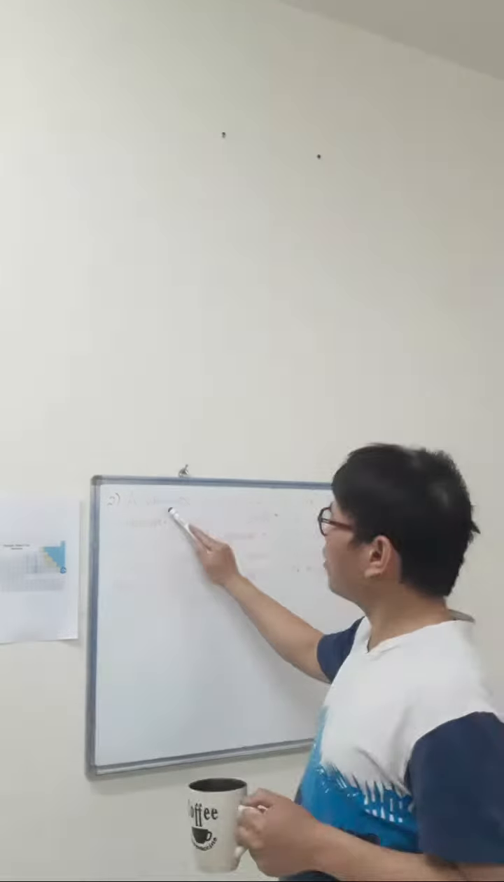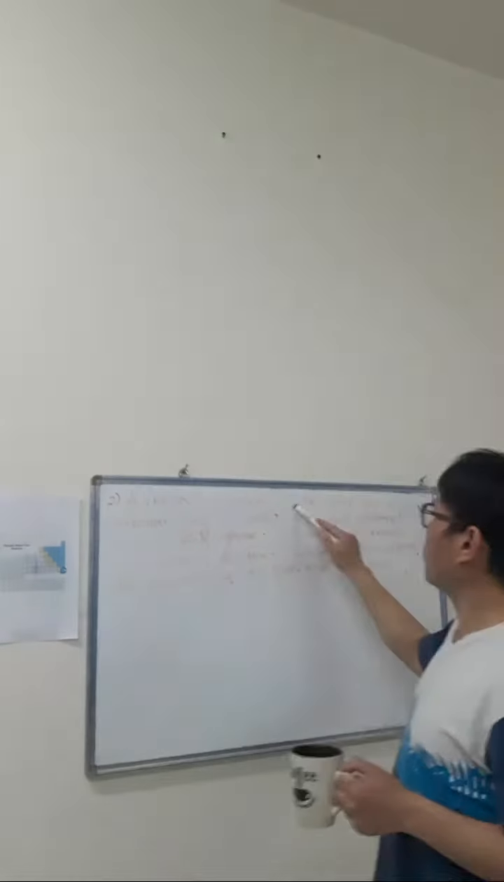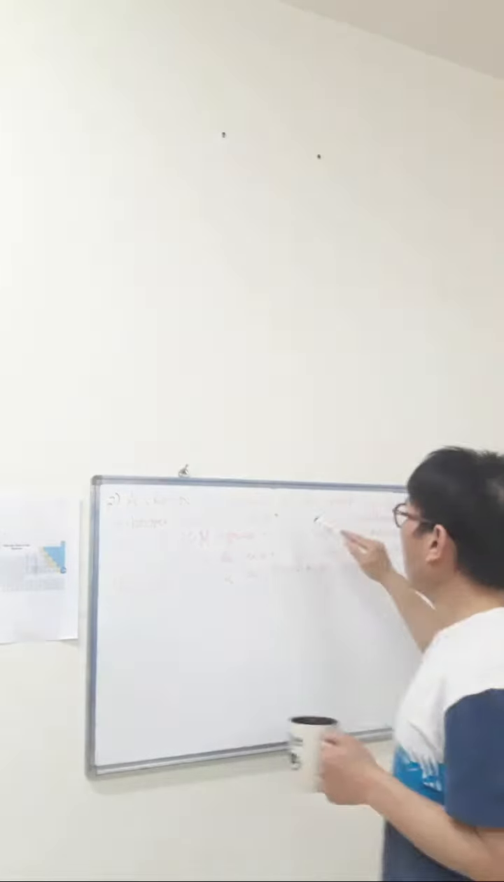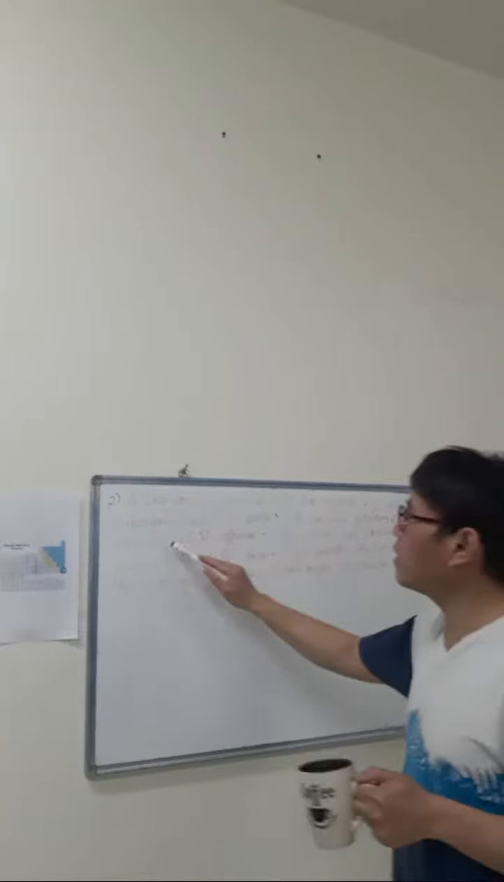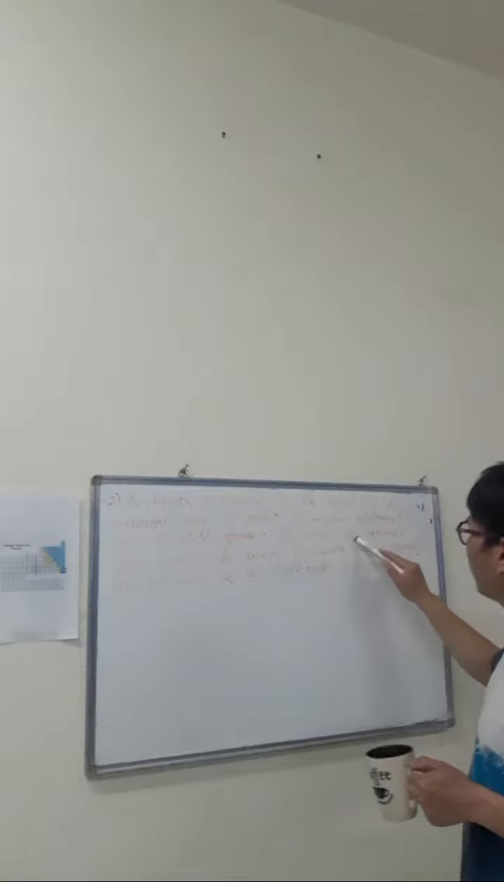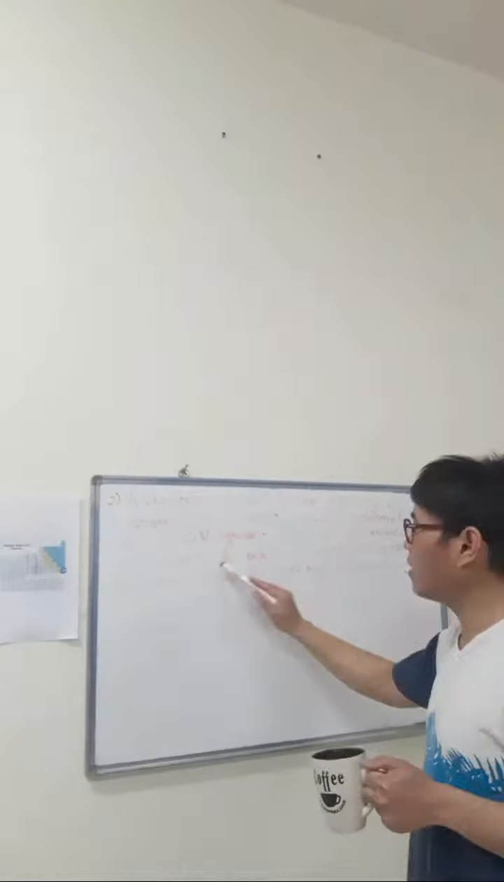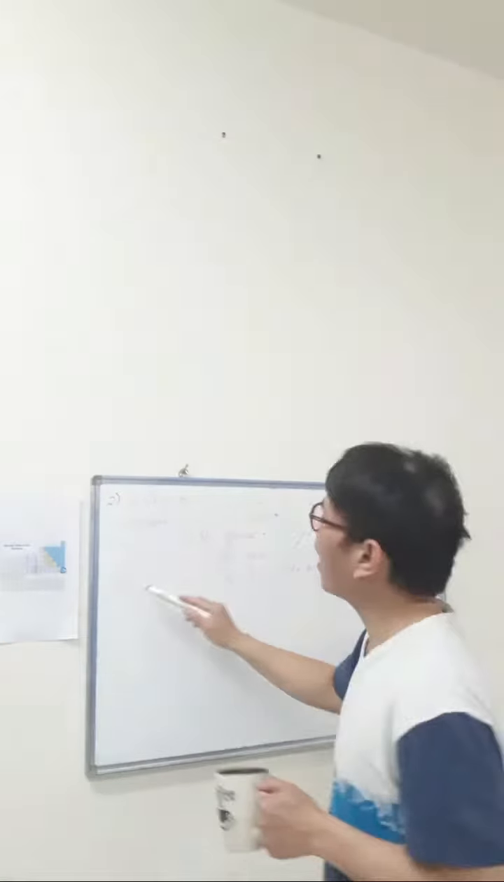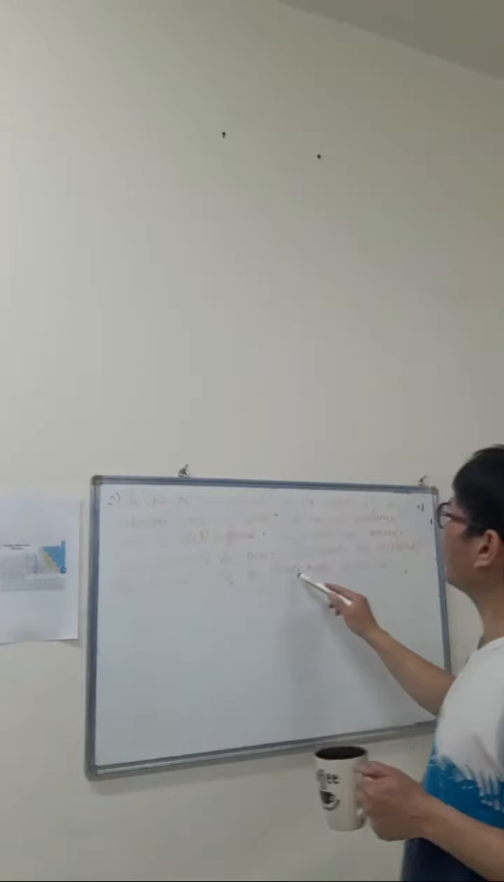A 5 kilogram box is pulled to the right by a horizontal force of 200 Newton. A constant frictional force of 60 Newton opposes. Calculate the net horizontal force acting on the box. Calculate the acceleration. How far will the box travel after 15 seconds?